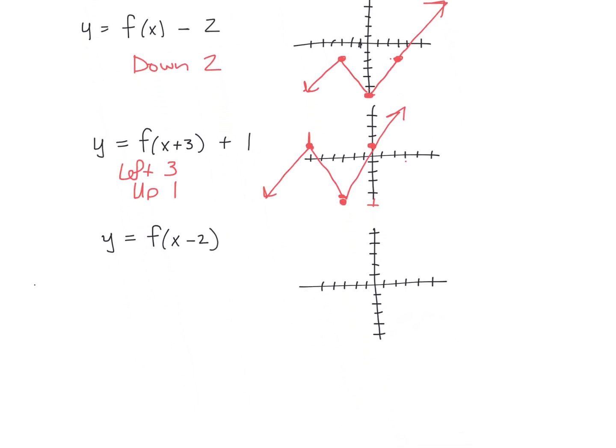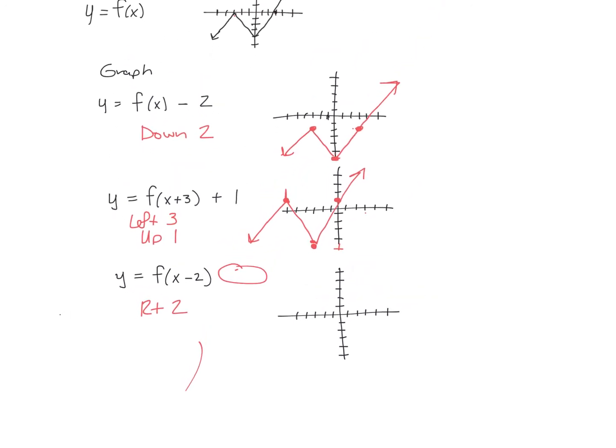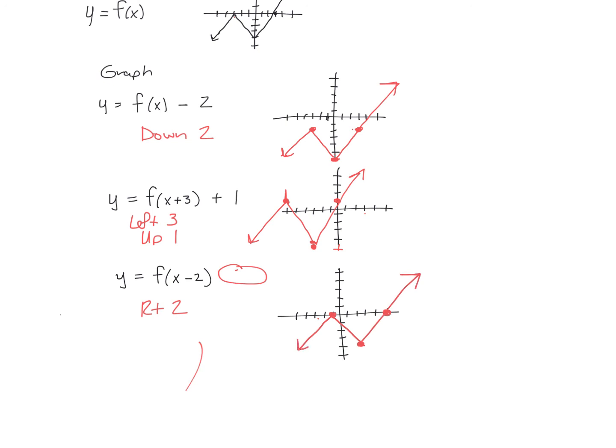It's just being moved. This one here would be moved right 2. There's no up or down movement because there's nothing out here on the outside. I'm just going to move everything right 2. Again, starting with those same points. And then draw the shape. And I have translated that graph.